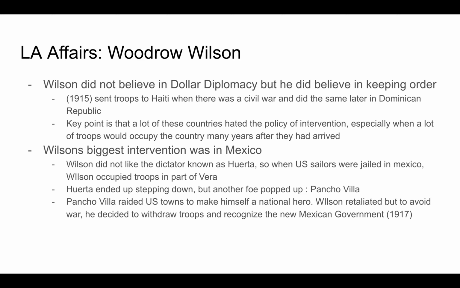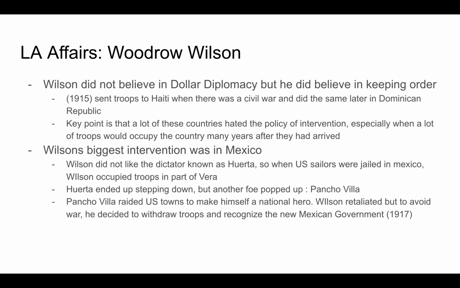Latin American affairs, Woodrow Wilson. Wilson did not believe in dollar diplomacy, but he did believe in keeping order. In 1915, he sent troops to Haiti when there was a civil war, and he did the same later in the Dominican Republic. Key point is that a lot of these countries hated the policy of intervention, especially when a lot of troops would occupy the country many years after they arrived.